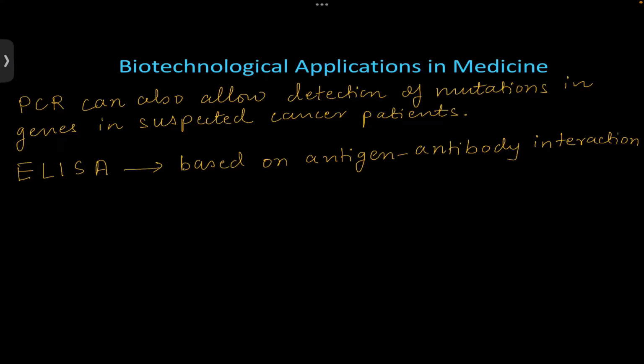Whereas ELISA, it stands for enzyme linked immunosorbent assay. It is actually based on antigen antibody reaction. Okay, how a particular antigen binds to a particular type of antibody, and then due to this binding, you're able to say this foreign antigen is present in your blood or urine sample. So we will not go into that much detail.